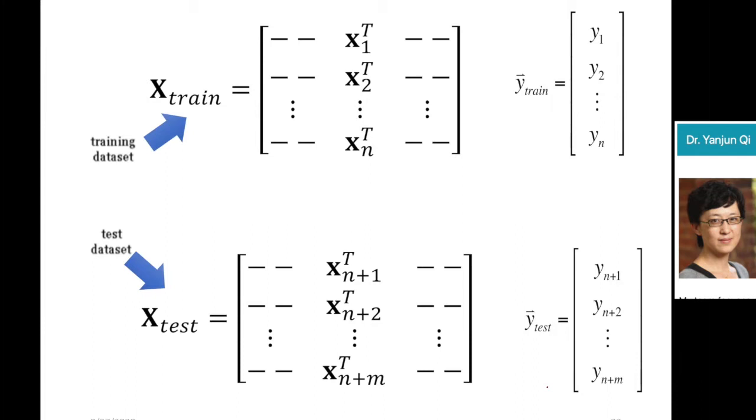Okay, I see the question. If you need a multi-dimensional output, yes, you actually can have multiple Y. In this case, I just made it simpler. I made a scalar, one-dimensional output. You indeed can have a multi-dimensional output Y.